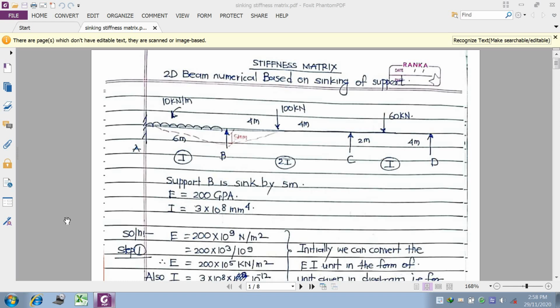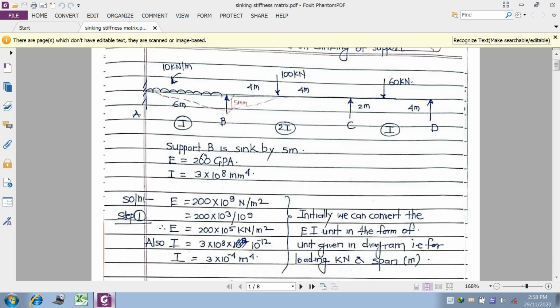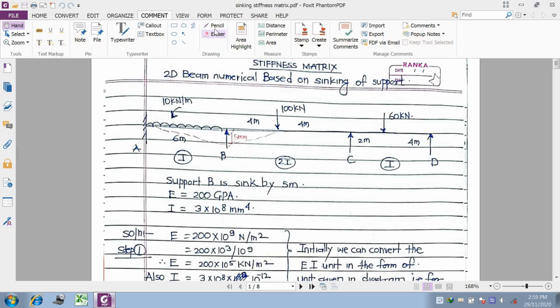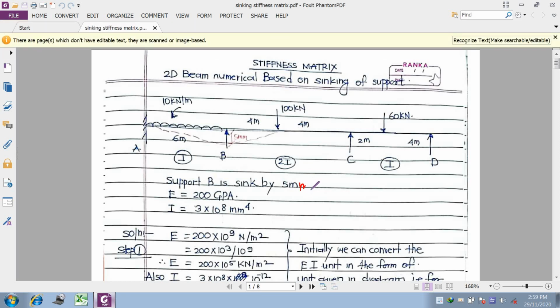As shown on the screen, a continuous beam is there of spans AB, BC and CD, and here the factor of I for AB and CD is the same, whereas for BC it is 2I. Along with that, here support B sinks by 5 mm. Please note that support B sinks by 5 mm, it is not 5 meter. By mistake it is written as 5 meter. It should be 5 mm.